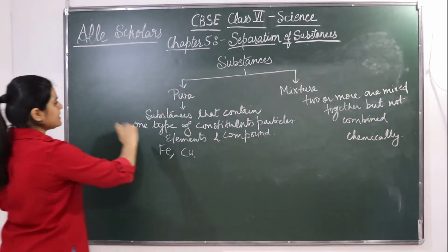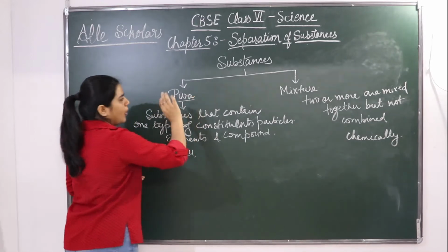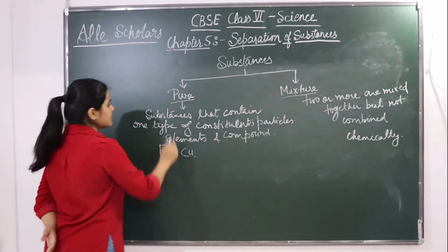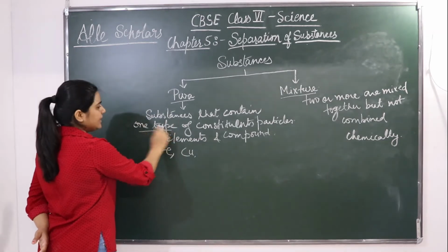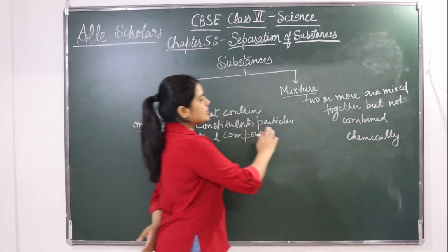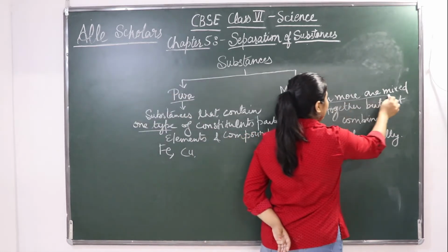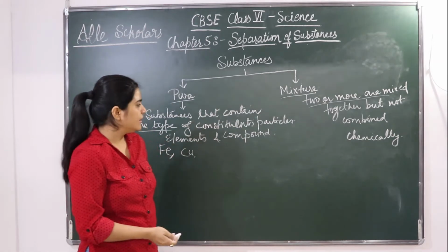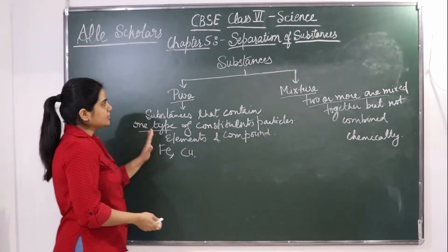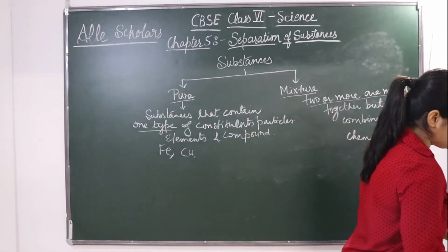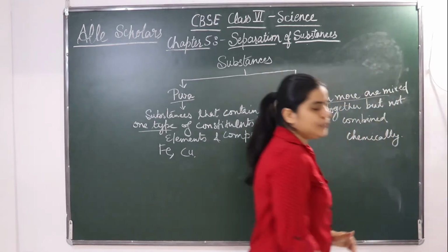So substances can be pure or it can be a mixture. Pure substances contain one type of constituent particles. Okay, mixtures contain two or more and are mixed together but not combined chemically. Okay, so this was about substances.